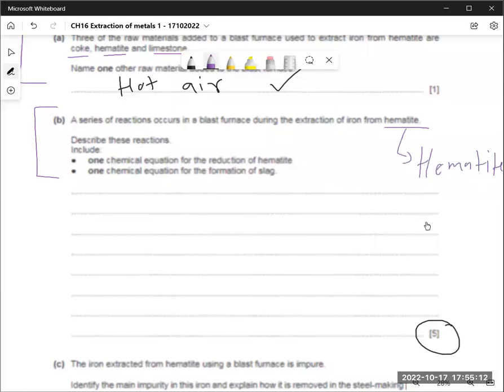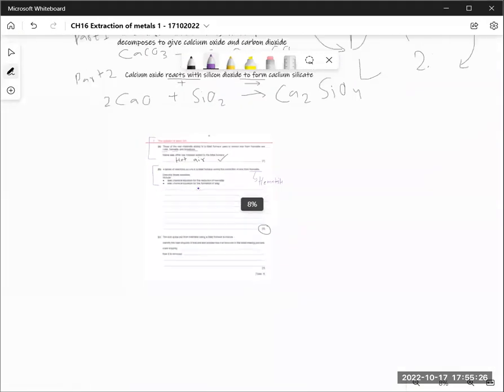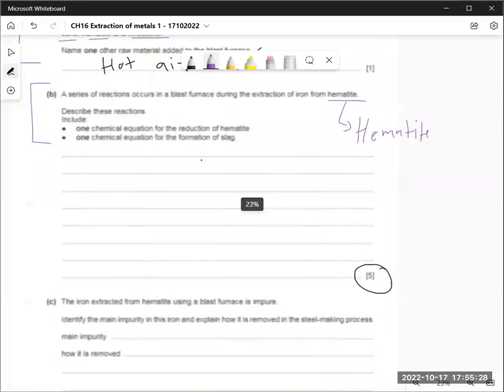Describe these reactions. Include one chemical equation for reduction of hematite, one chemical equation for formation of slag. Now look, I've given the answers to you. You have written them in your notebook. All you have to do is copy paste.